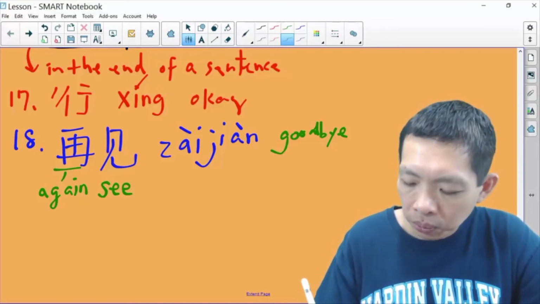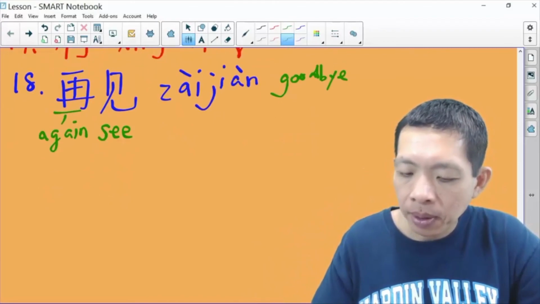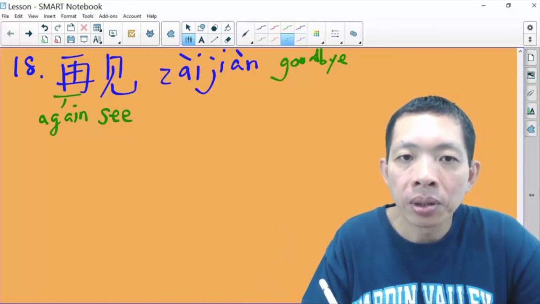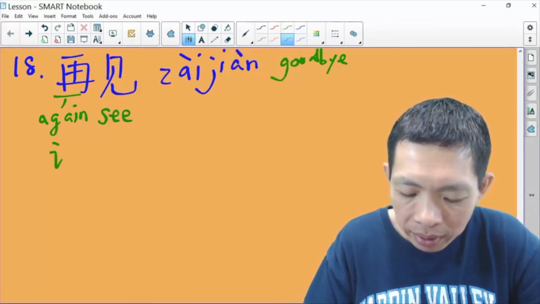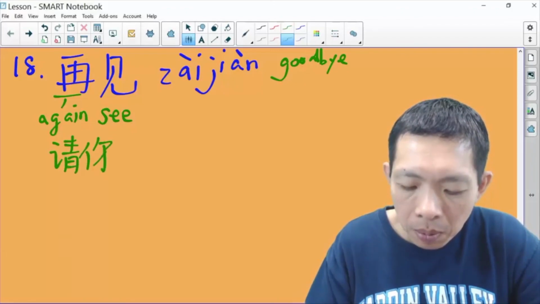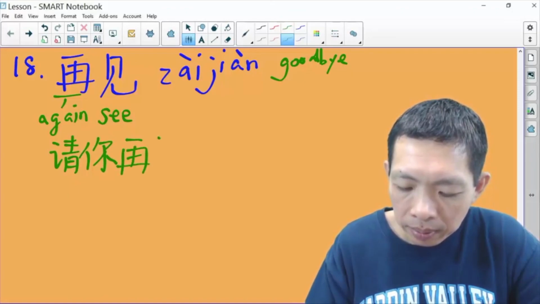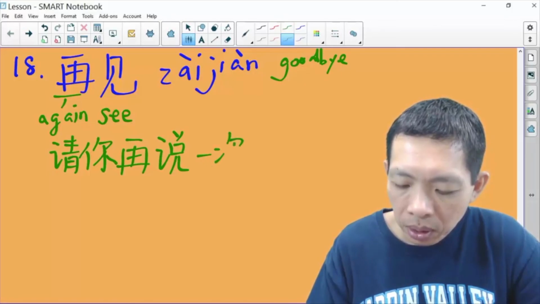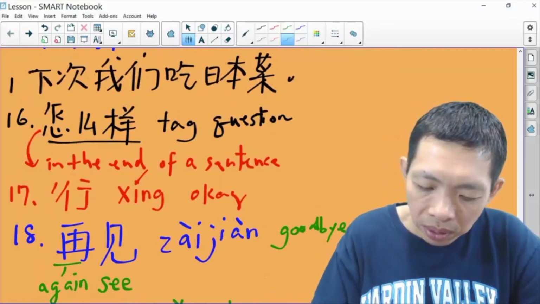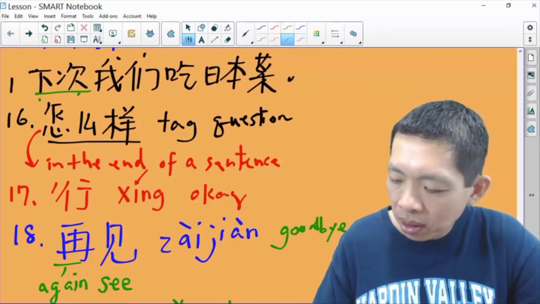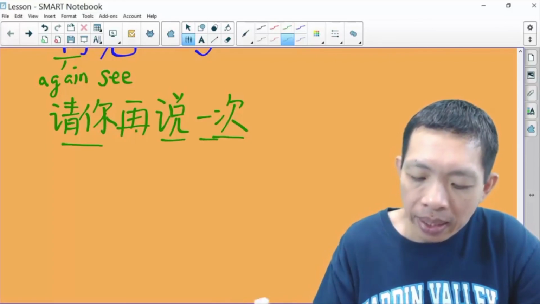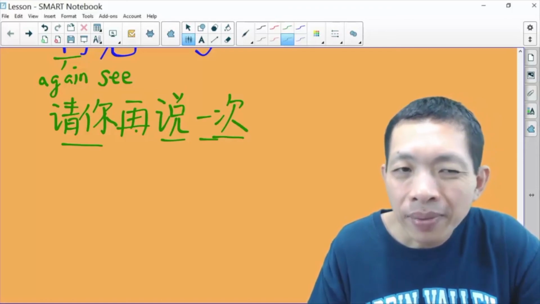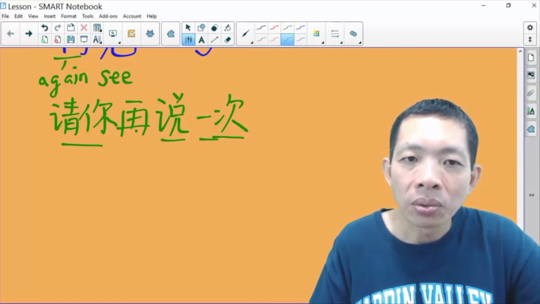In my actual class, not an online class but a sitting-down classroom, if they want to ask a question, they have to use this phrase, 请你再说一次. Please say it again. By the way, 次, we learned it in 下次, next time. 次 is actually time. Please say it one time again means could you repeat that? 请你再说一次, I don't understand that.